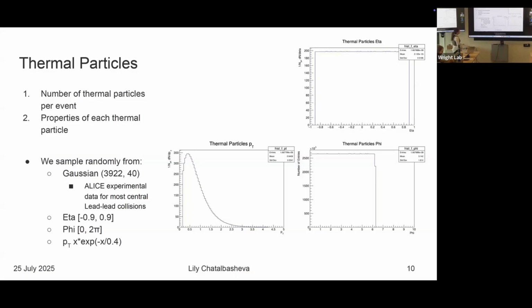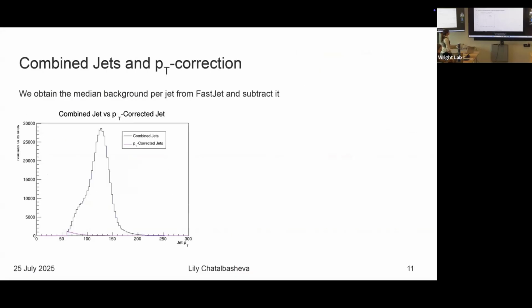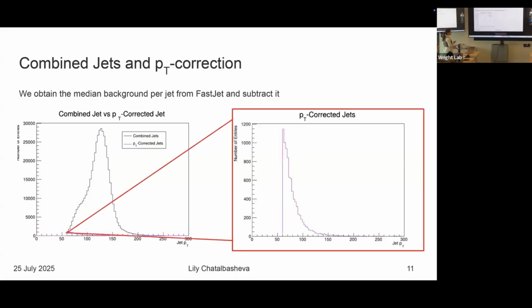And then also a momentum, a pT distribution, using this function, again derived from experimental data, which very closely mimics what an actual pT distribution looks like. Okay, so from our Pythia and thermal particles, we create combined jets, because in real data you have both actual particles and thermal particles. So this is what we try to mimic. From FastJet, we can also get the medium background per jet, and we try to subtract it to correct for background in our experiment, which is this very, very tiny portion.